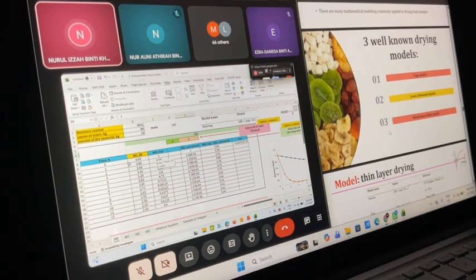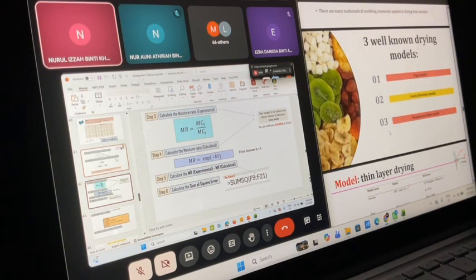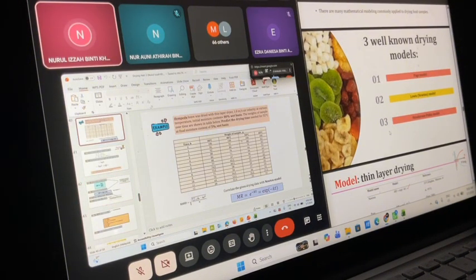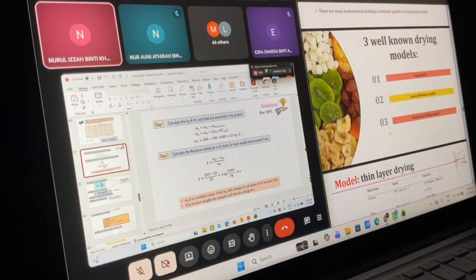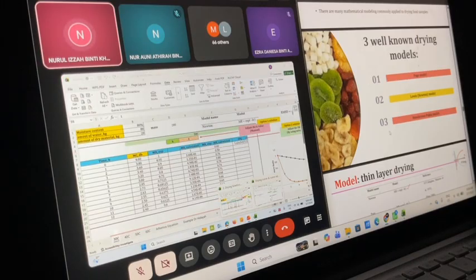So this is the Excel. Your data is here, right? This one is your raw data. This is the mass of your product, the mass of your sample. So what you do is you want to know the moisture content on dry basis. It's the same thing as the first example, where you have to calculate the moisture content on dry basis. After you get that, you will plot it.